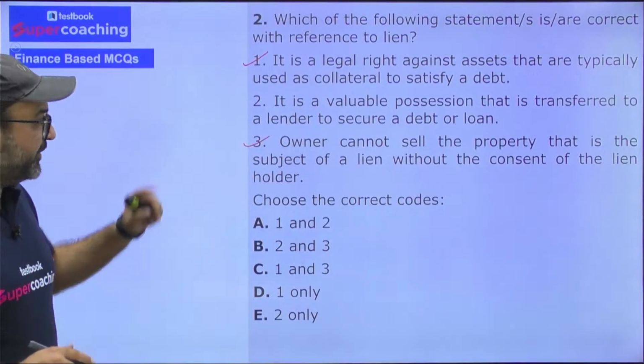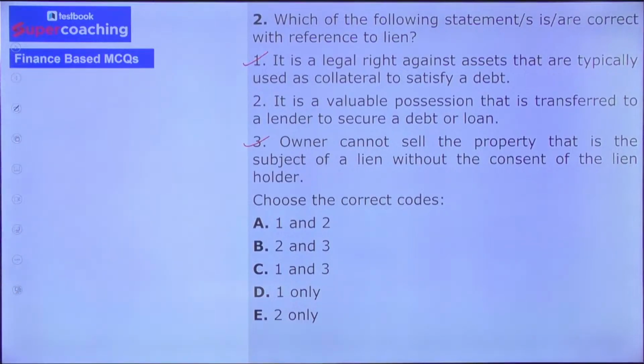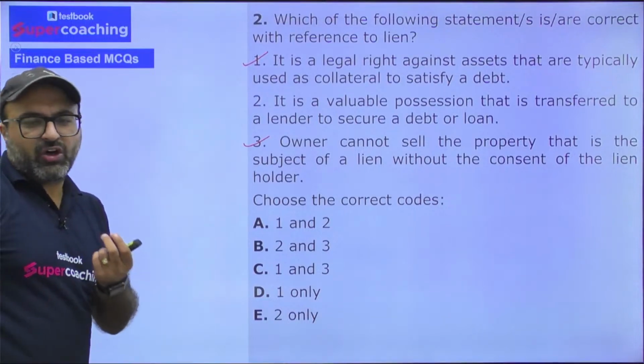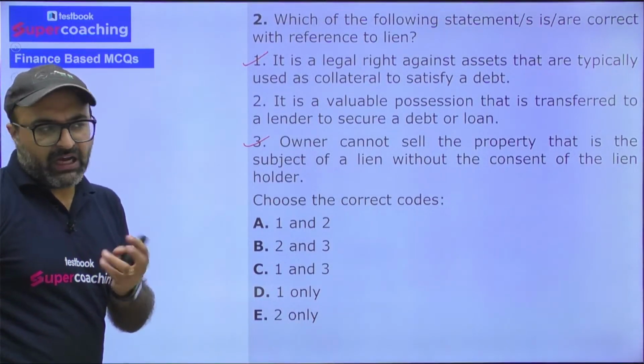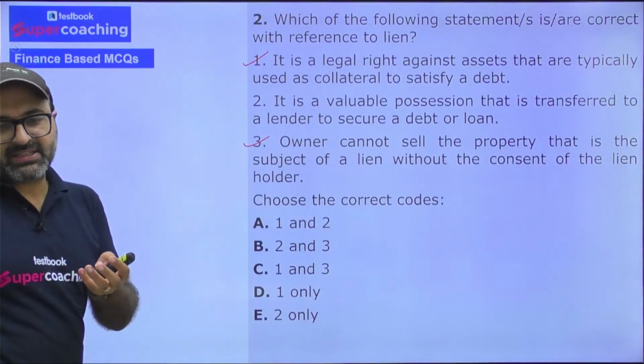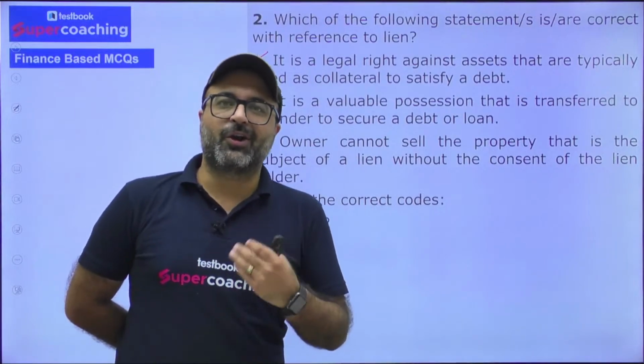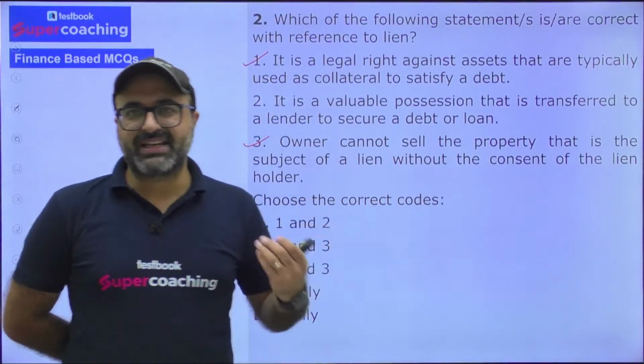But if I talk about statement second, the statement is incorrect, because it can be voluntary, such as a lien on a property for a loan. However, an involuntary or statutory lien exists whereby a creditor seeks legal action for non-payment, where they seek legal action against loan payment.